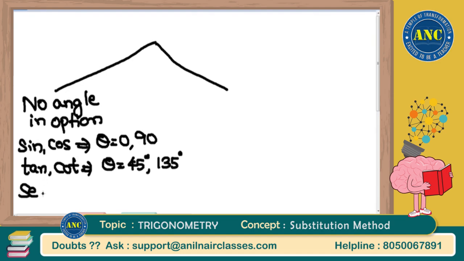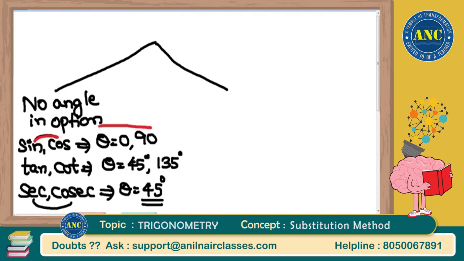If it is secant or cosecant, I will usually put 45 degrees, because secant 45 is root 2, cosecant 45 is also root 2, and these two are equal at this particular value 45. Yes, sine and cos are also equal at 45, but it is 1 by root 2. It becomes a fractional value, but the best values for sine and cos are theta 90 or 0 degrees depending on that.